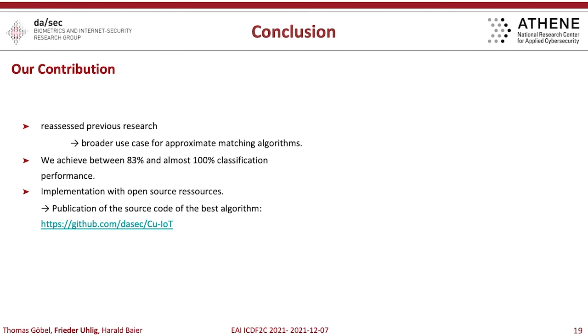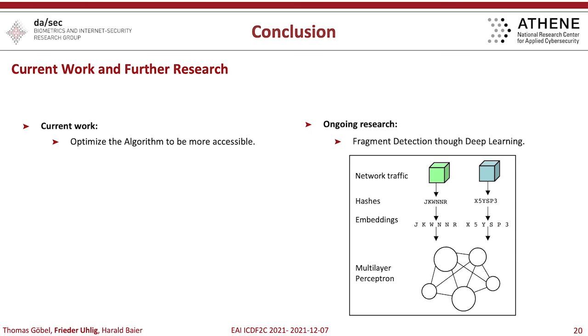Yes, so our contributions: we reassessed previous research in a much broader way and developed a broader use case for approximate matching algorithms beyond just simple forensic evidence assessment. We achieve between 83% in our worst case and almost 100% of the classification performance. And we will make our research open source, and we will publish it under the link that you can see here.